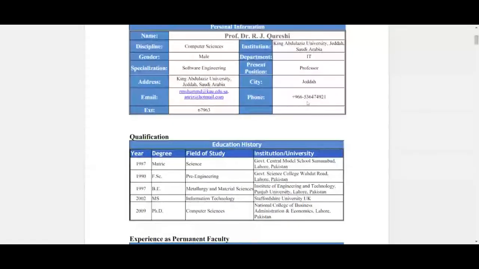My mobile number is 0536 474921. I would request you to make a WhatsApp group. Any of you can make it and include me so I can share the resources with you. Even though links will be available, it's better I can directly send to you. So make a WhatsApp group of EMIT 606 PAL 21 or F21 as you like.